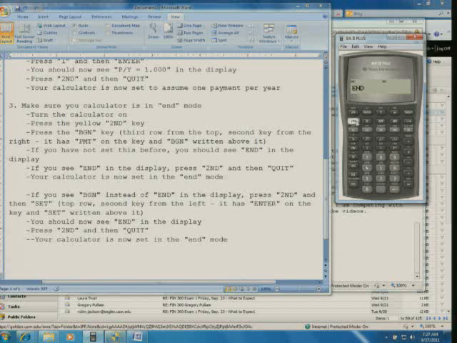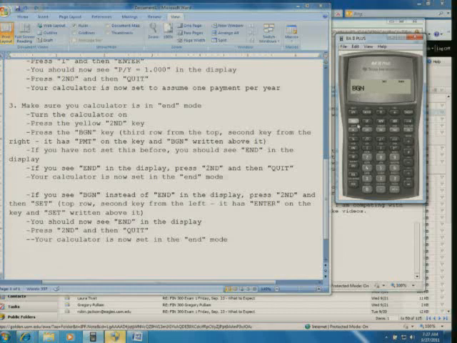So I want you to hit second and quit. Okay, it's set to END mode. Now, if you hit second BGN and your calculator displays BGN, you see beginning, your calculator's in beginning mode, and it's set to assume payments are occurring at the beginning of the period. We want to get out of that. We want to change it.